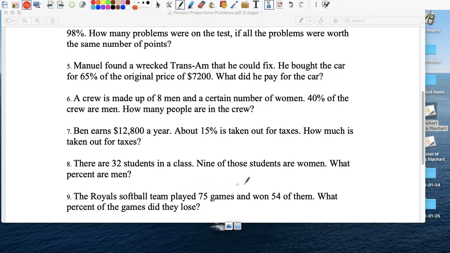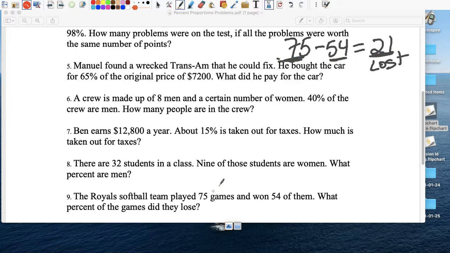Softball team jugó 75 juegos. They played 75 games y ganaron 54 juegos. What percent did they lose? So if you play 75 games, si juegas 75, ganaste 54, minus 54, quiere decir que 21 perdiste. So you lost 21, right? 75 games, ganaste 54. Entonces quiere decir que perdiste 21.